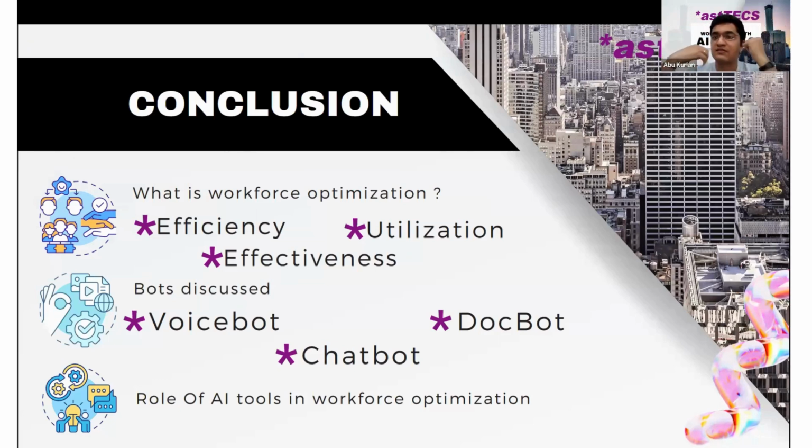And by processes, what I mean is the kind of processes that we have set into place now, which is the Docbot, the Chatbot, and the Voicebot. These three will definitely help optimize your current systems and your current processes.